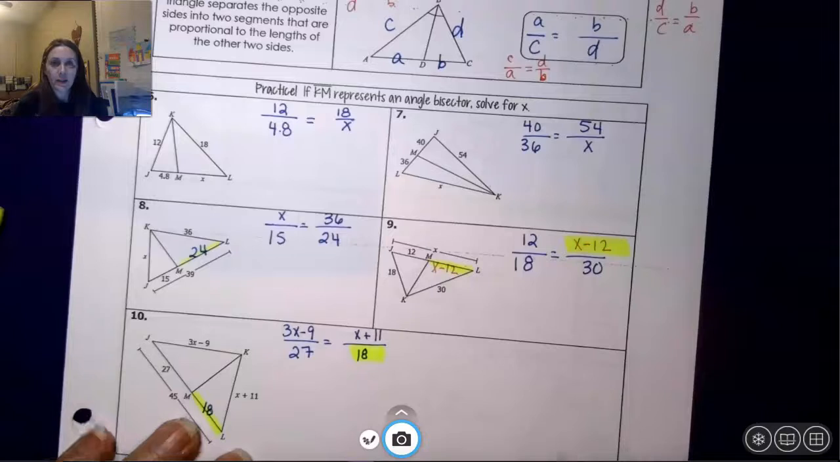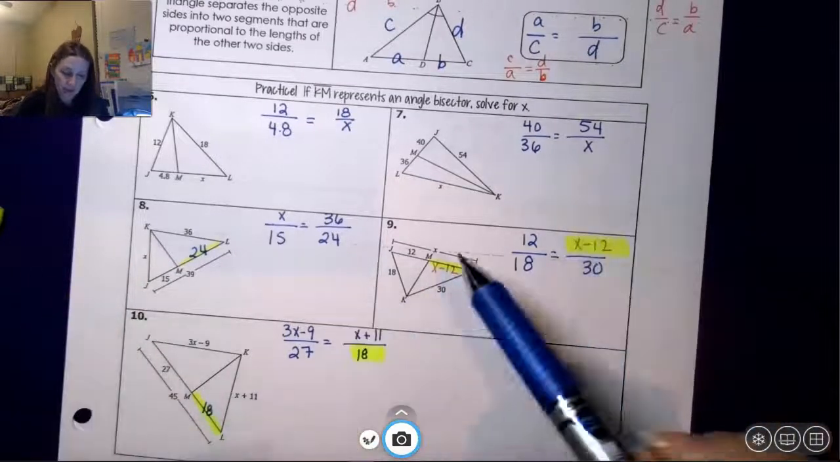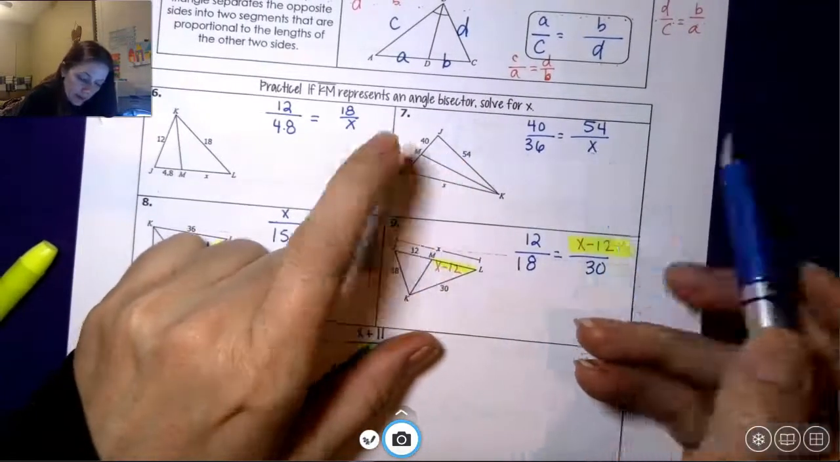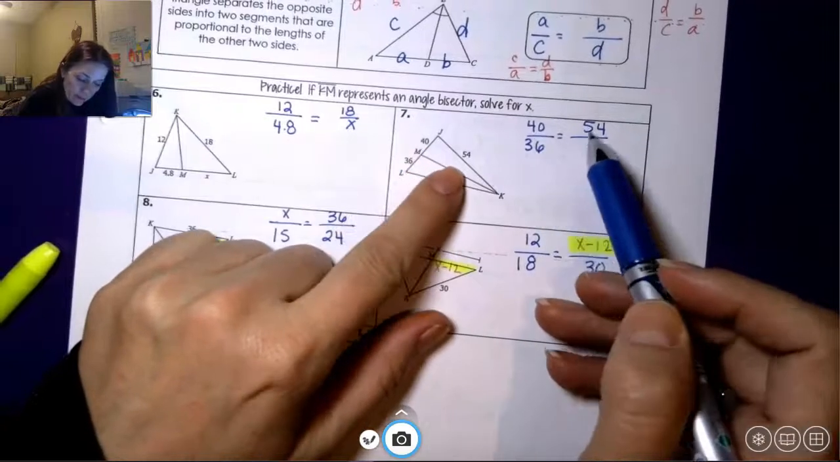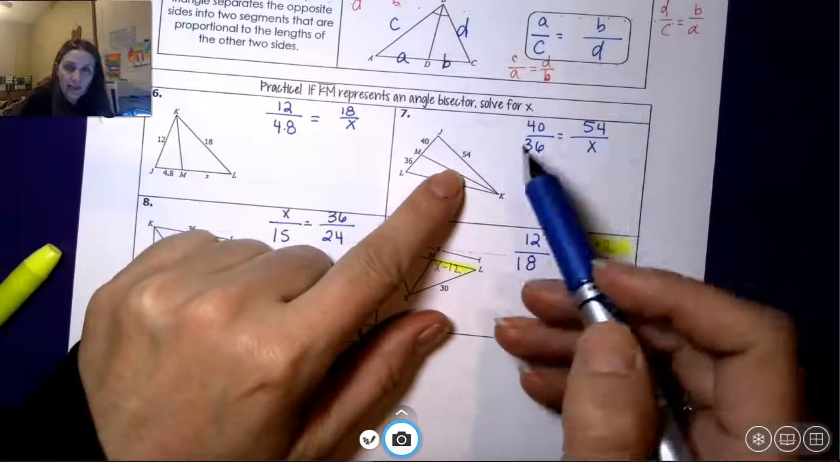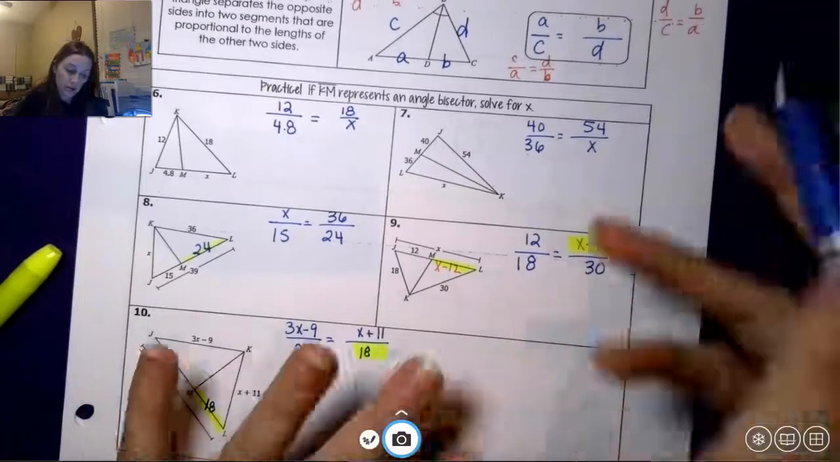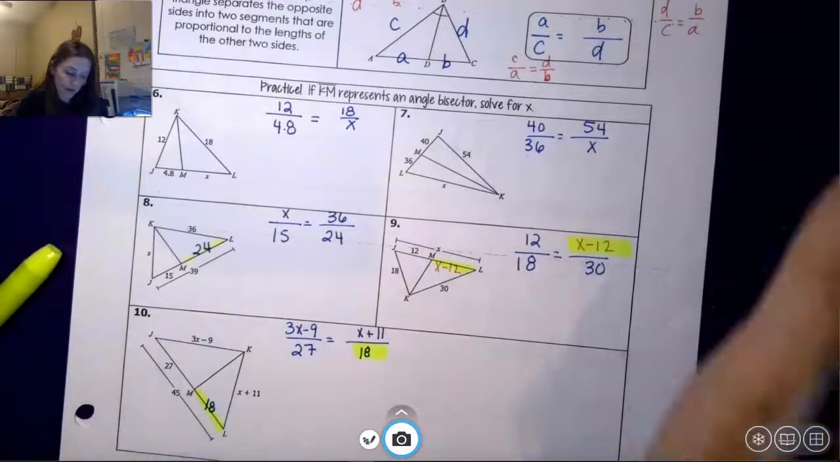So again, here are our setups. Remember, yours does not have to match mine exactly as long as whatever's across from it is the same. Like here I did 40 and 36, 54 and x. You could have done 36 over x and 40 over 54. You would still have the same numbers across from each other to multiply. As long as the numbers making that x are the same, you set it up correctly.